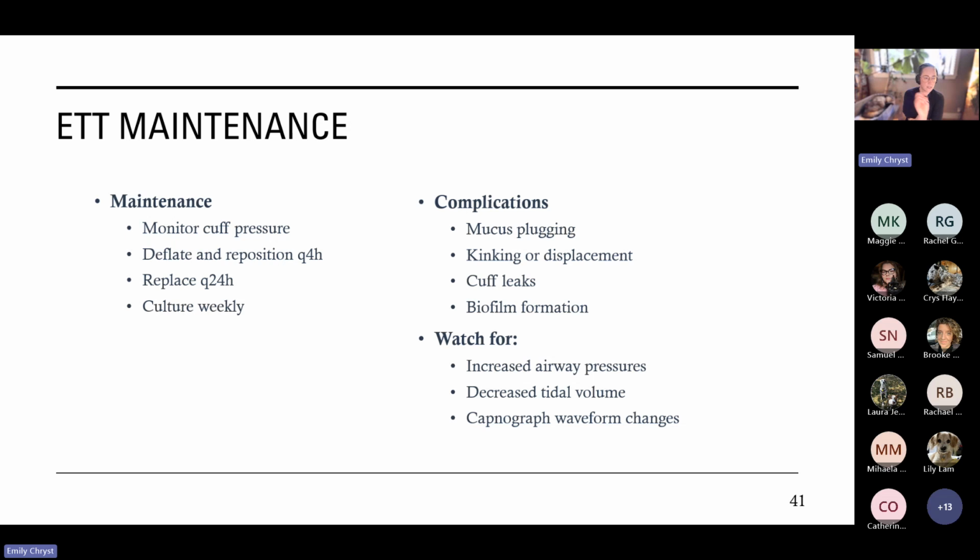So keys that might cue you into needing to do endotracheal tube maintenance more frequently could be increased airway pressures, decreased tidal volume, or those waveform changes on the capnography graph that we talked about before.